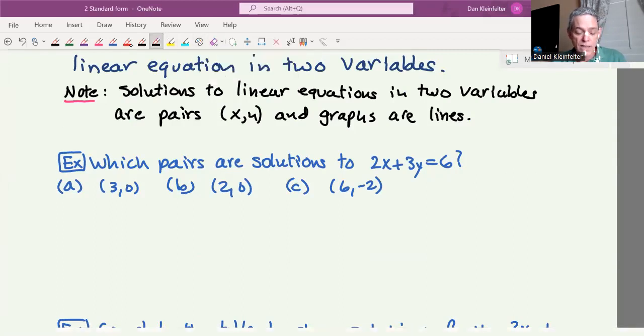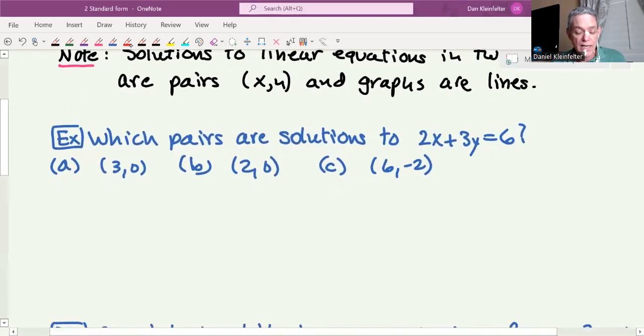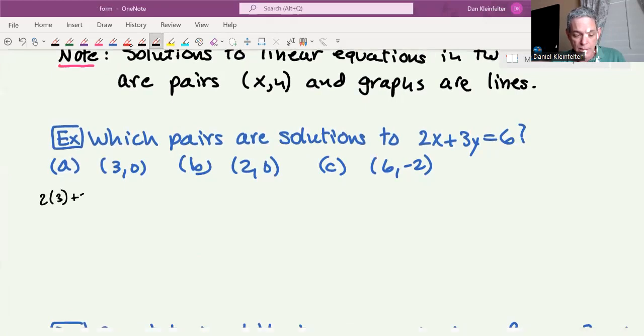So here, we want to know in this example, which pairs are solutions to 2x plus 3y equals 6. And how you can do this is by substituting in x into the formula. So here, 2 times 3 plus 3 times 0. We want to know if that's 6 or not. So the pair in A here, x is 3 and y is 0. I replaced x with the 3 and the y with 0. And we want to know if we get a true statement or not. That's true.